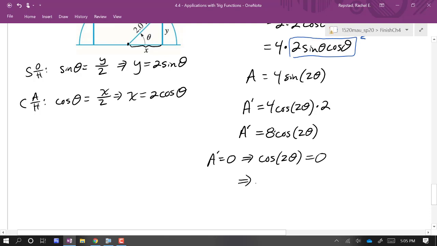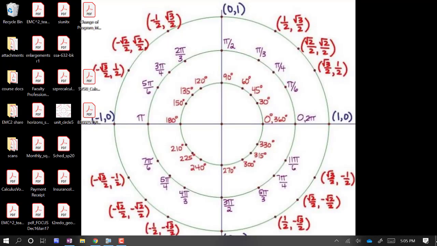So where is cosine equal to 0? If we look at the unit circle, cosine is the x-coordinate, so cosine is 0 at pi over 2 at the top of the circle and at 3 pi over 2 at the bottom of the circle.